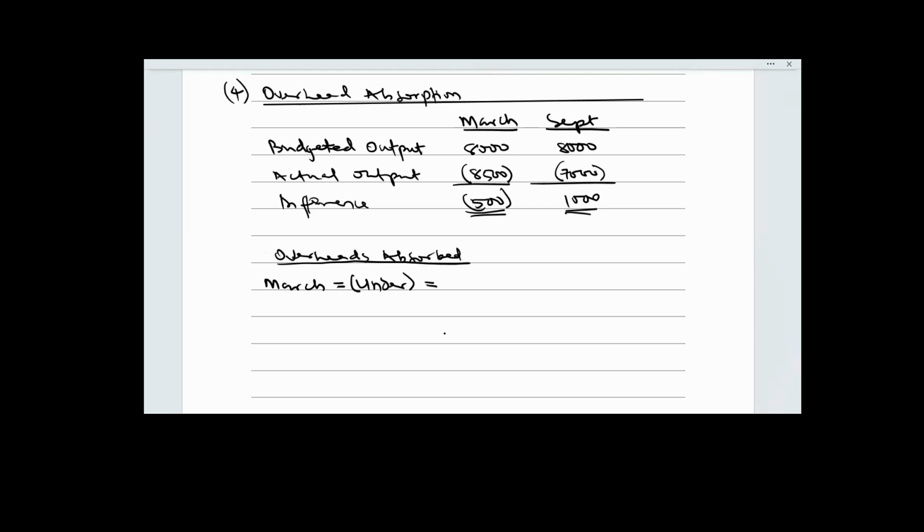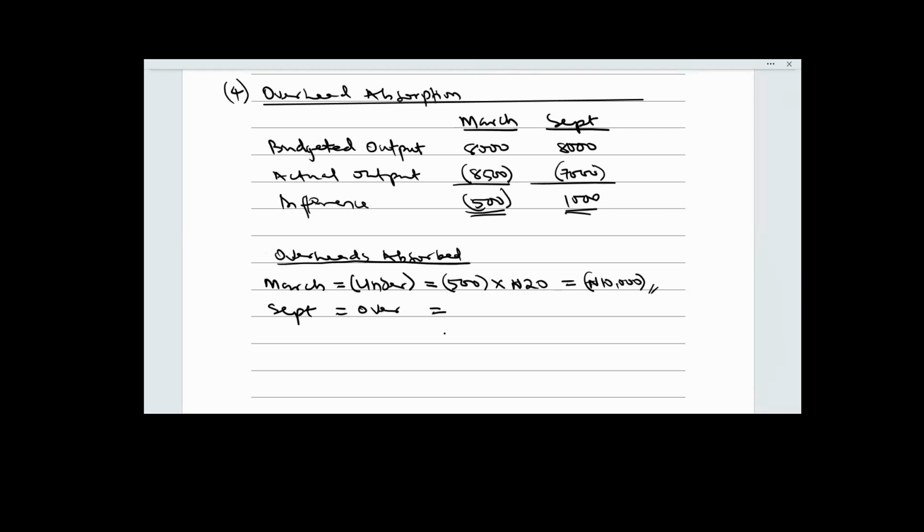If it is under, the difference of 500 units, you multiply with the fixed overhead absorption rate. And the fixed overhead absorption rate is 20 naira. So what do you have there? That gives us 10,000 naira. This is 10,000 naira negative, minus 10,000. For the period ending September, because budgeted output is greater than actual output, it is over absorption.